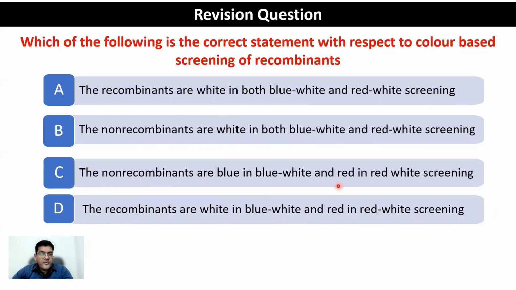So if you see here, you have to really carefully read the expression so as to get what it is conveying. And if you pay attention now, of these, D is the correct option. The recombinants are white in blue-white screening and red in red-white screening, right? So the correct option is D.